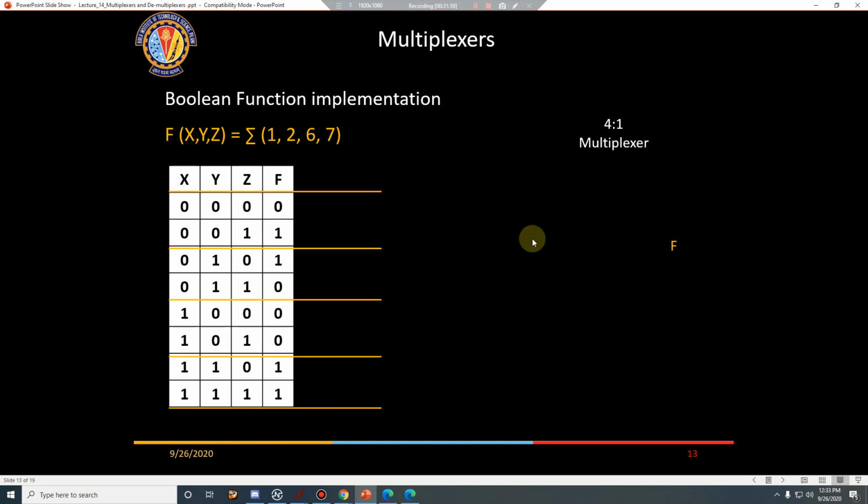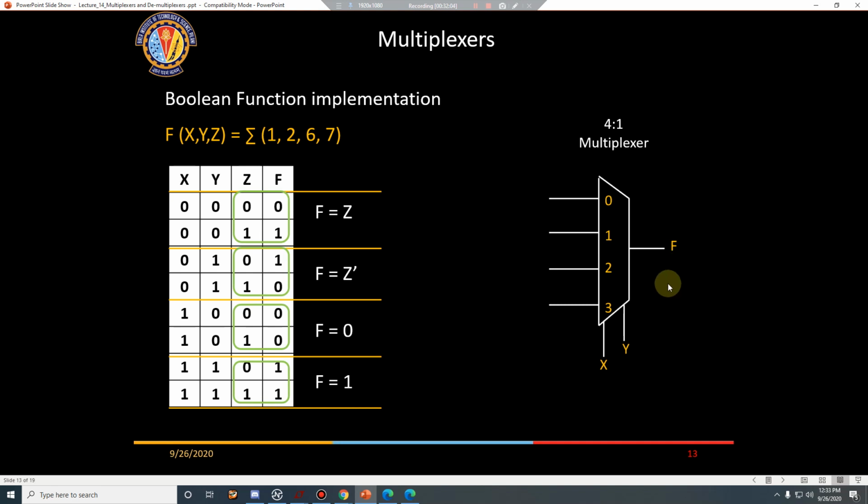I had used an 8 into 1 multiplexer, right? I can also use a 4 into 1 multiplexer here, right? XY, okay. Now if you see XY for 0 0, this line will get activated, isn't it? For 0 0, this line will be connected to the output. So XY 0 0 in the truth table, I make a pair of 2 each. So what is F in terms of Z? F is equal to Z.